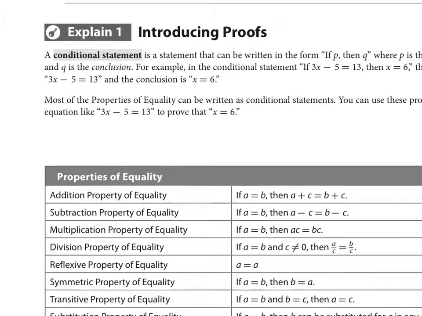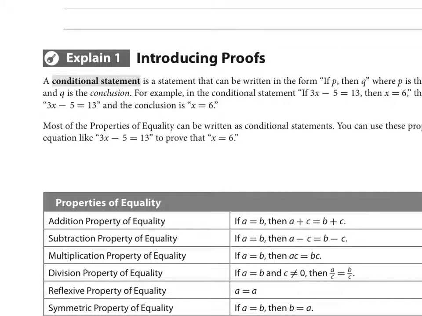Okay, and I didn't talk about this vocab word up here. A conditional statement is just a statement that has if-then. So if something is true, then the second part of it is also going to be true.